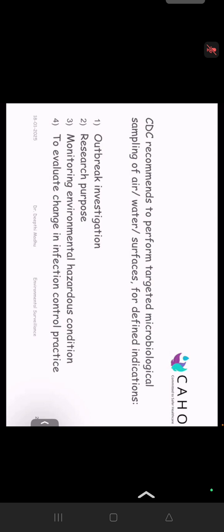So these are some basic concepts pertaining to environmental surveillance in a healthcare facility. Now we'll take them up one by one. We'll go through the slides and we will go into a little more depth in some of them.